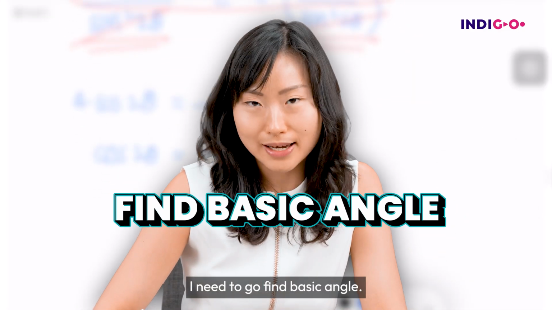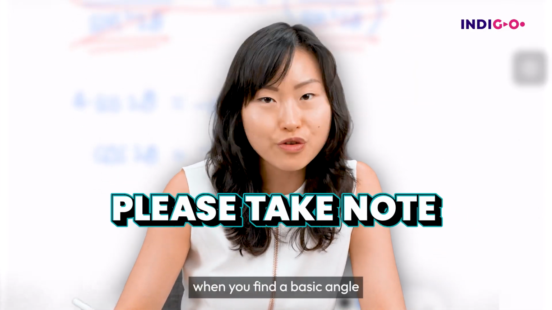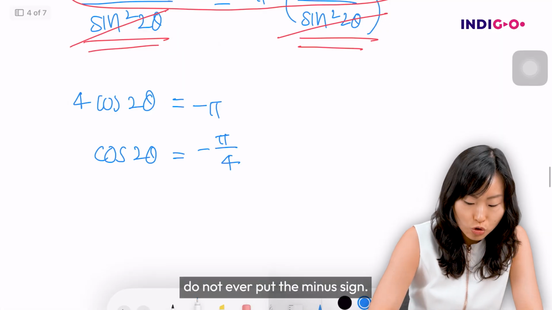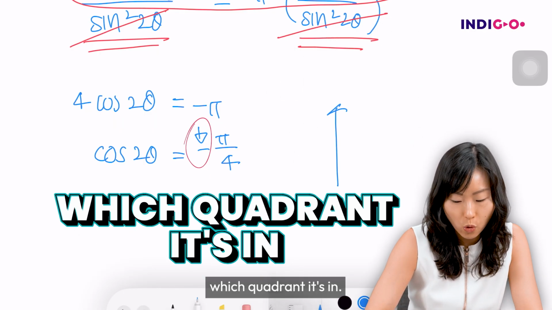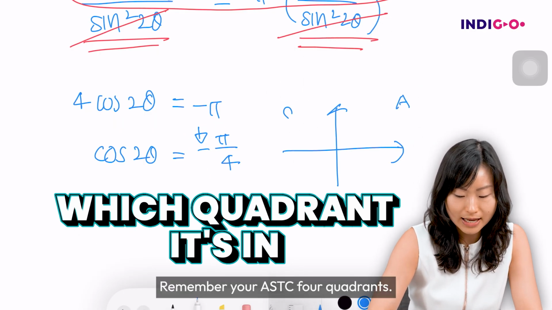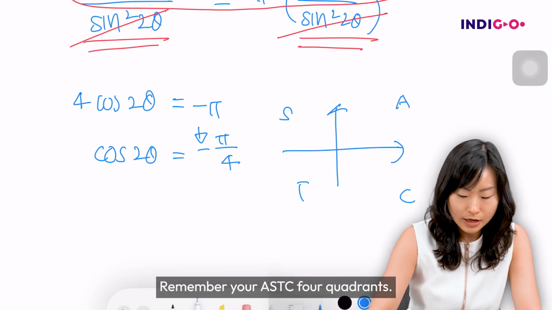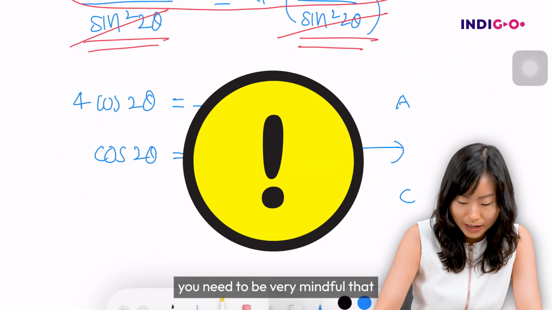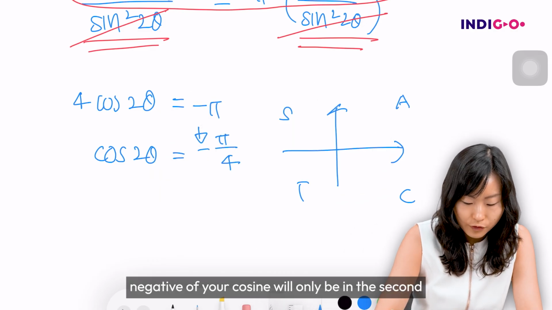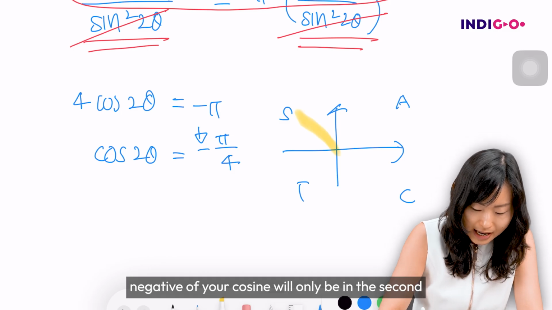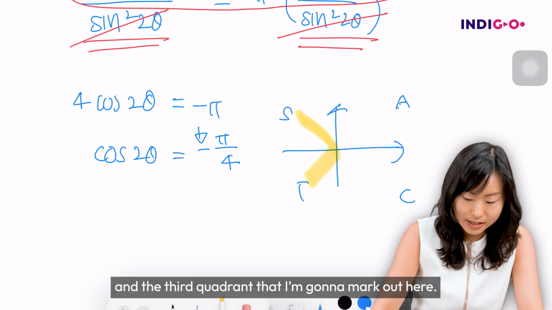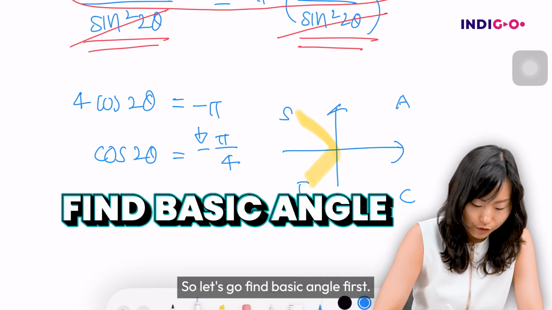I need to go find the basic angle. Please take note, when you find a basic angle, do not ever put the minus sign. The minus sign is supposed to tell you which quadrant it's in. Remember your ASTC 4 quadrants? So if I want negative, you need to be very mindful that negative of your cosine will only be in the second and the third quadrant that I'm going to mark out here. So let's go find the basic angle first.